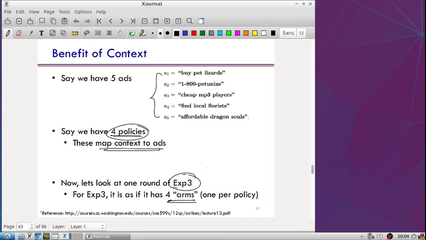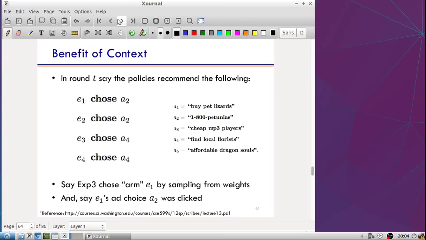So you can think of a Bandit problem where instead of taking an action, you're saying, I want to try a policy. There's a difference here. You're trying a policy rather than an action. But how do you get back to the action? Because ultimately, I want to show an ad. Even if I take a policy, I need to show an ad. And that's fairly straightforward. Let's say I have 4 policies, E1, E2, E3, E4. These are policies.